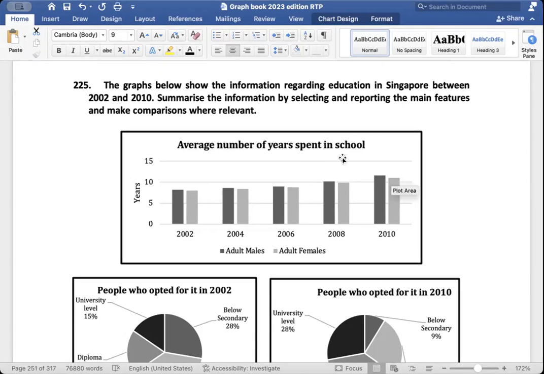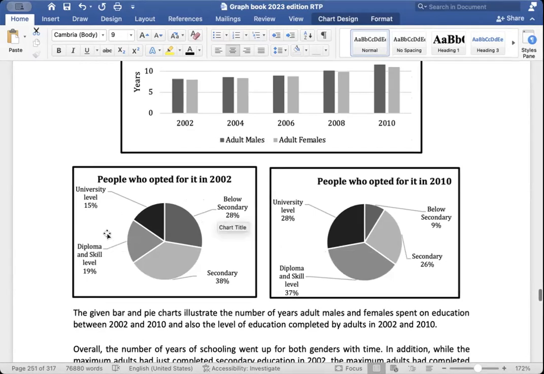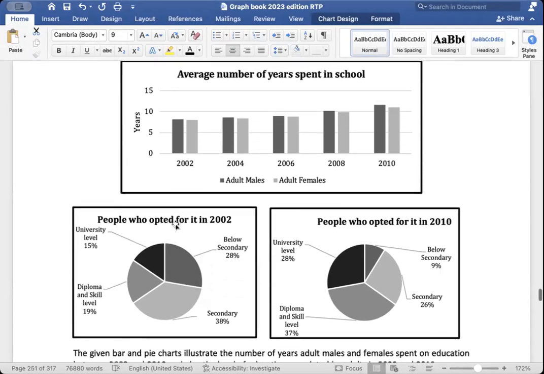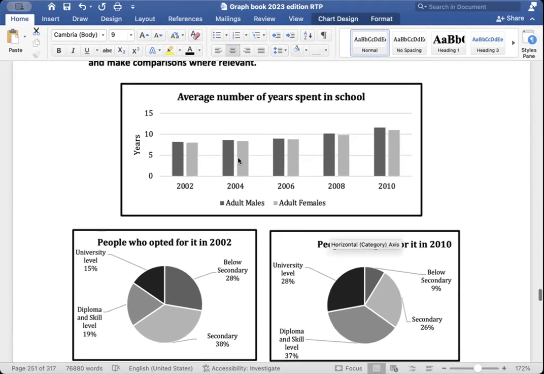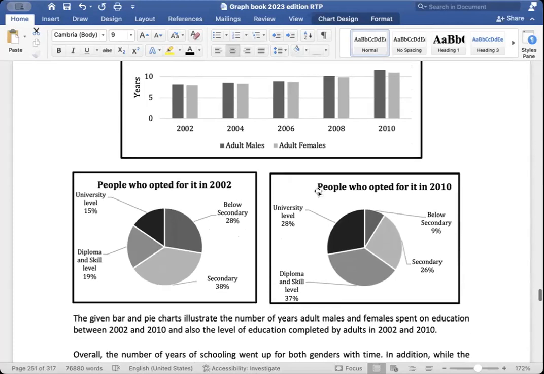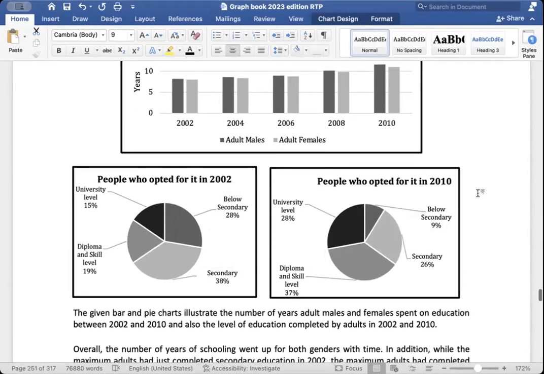So this is the average number of years spent in school, and this is people who opted for education in 2002 and people who opted for it in 2010. So what sort of education did they opt for? University level, below secondary, secondary and diploma and skill level. Let us see how to write it. The given bar and pie charts illustrate the number of years adult males and females spent on education between 2002 and 2010, and also the level of education completed by adults in 2002 and 2010.